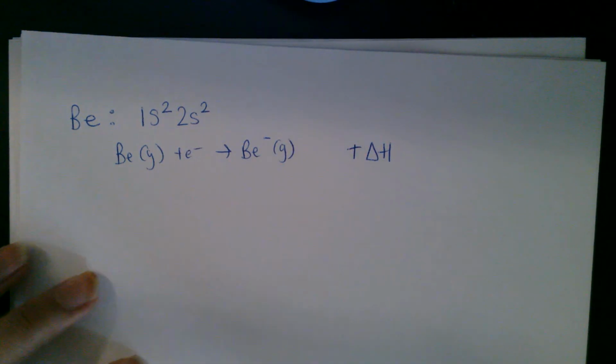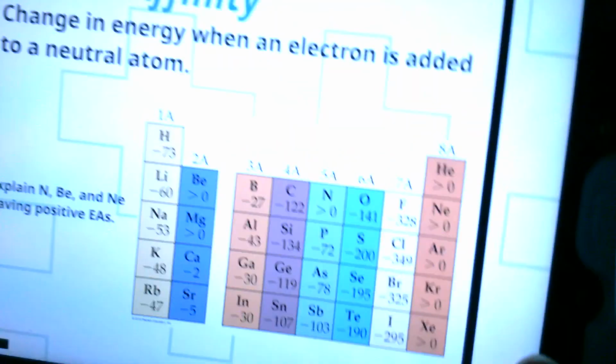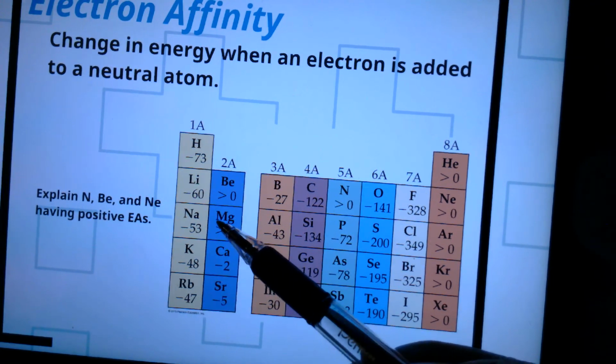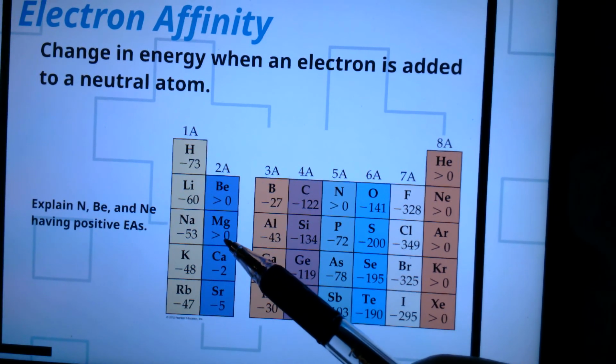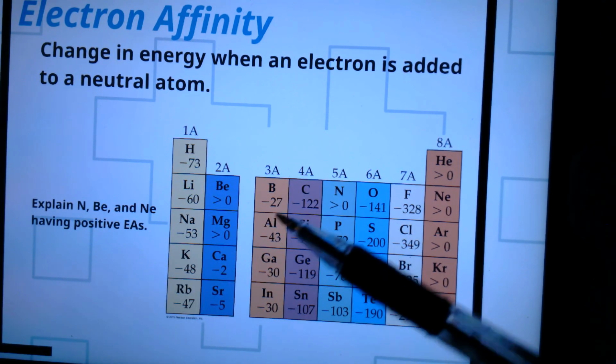Because we're essentially filling up or putting an electron into another p orbital. That's why it's positive for both Be and Mg, because you would be putting an electron into kind of a new subshell. And recall that S and P are higher in difference in energy. So it's not like S and D.